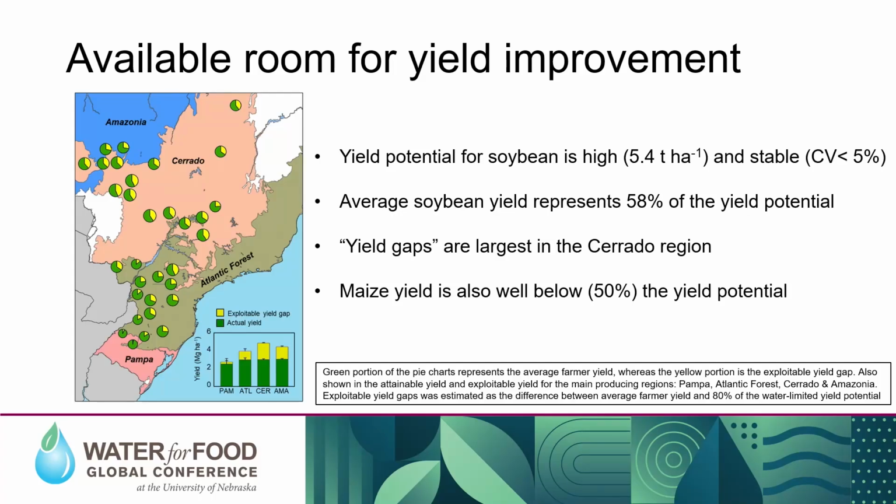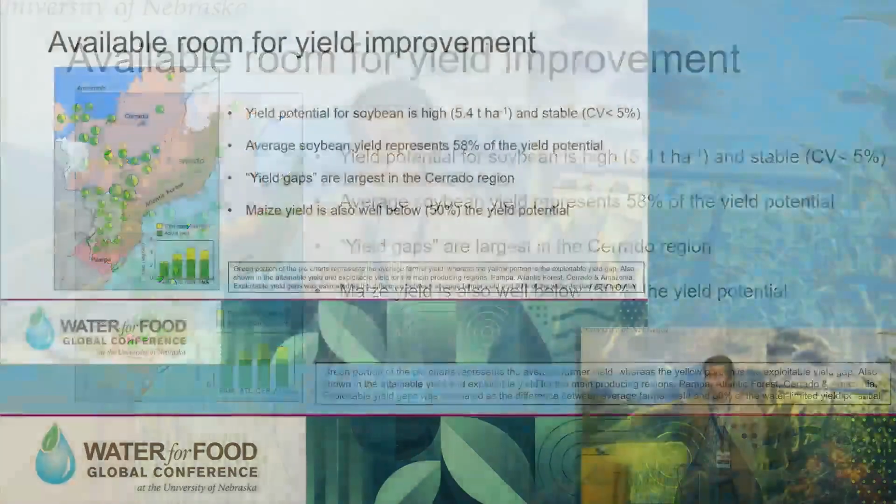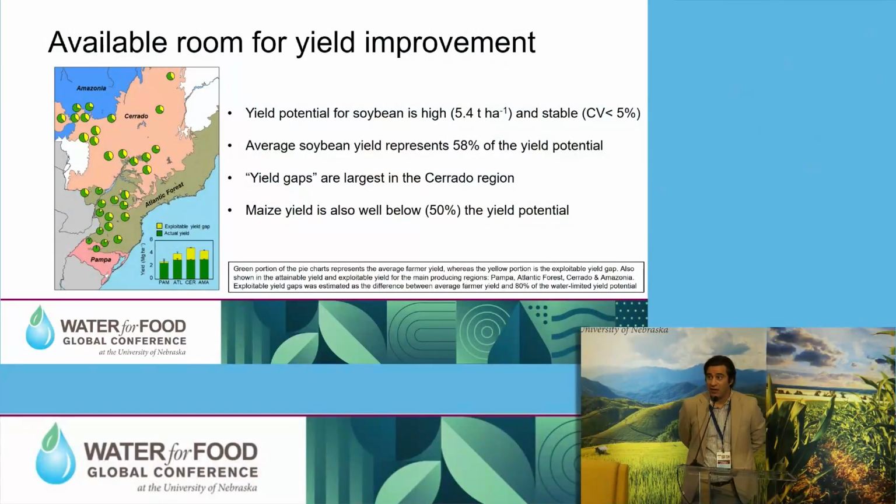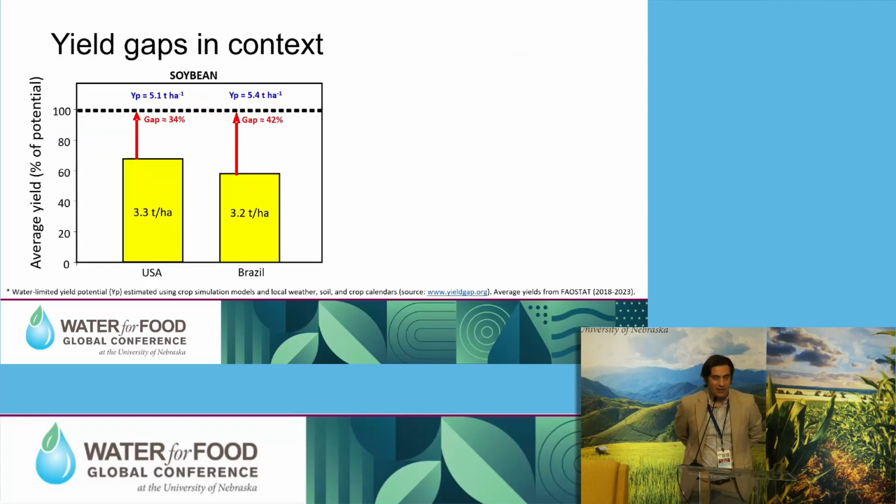And this has implications not only for productivity, but also for carbon balances and for the potential for carbon sequestration. It's very difficult to imagine a system that sequesters carbon if the current yield only represents half of what could potentially be produced there based on the local conditions. Now, let's put the yield gaps of Brazil into a global context.